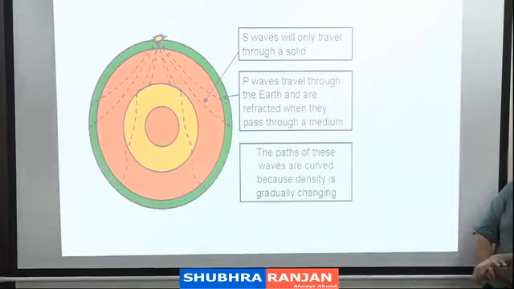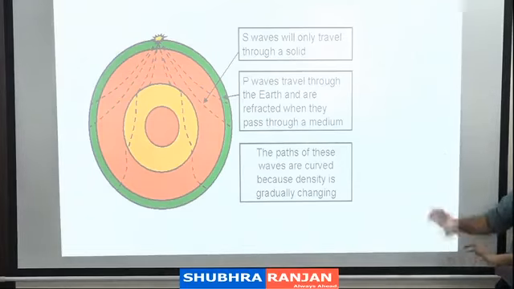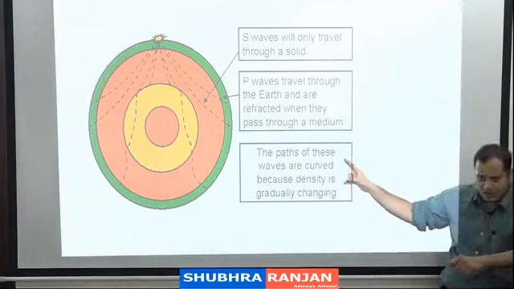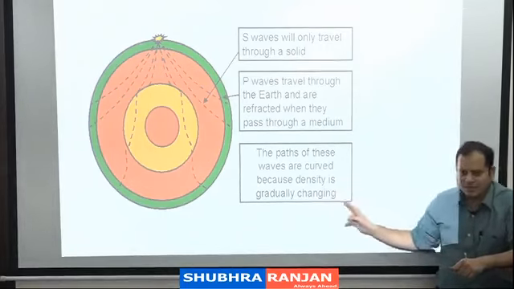S waves will travel only through solid. P waves travel through the earth and are refracted when they pass through a medium. The path of these waves is curved because the density is slowly changing.